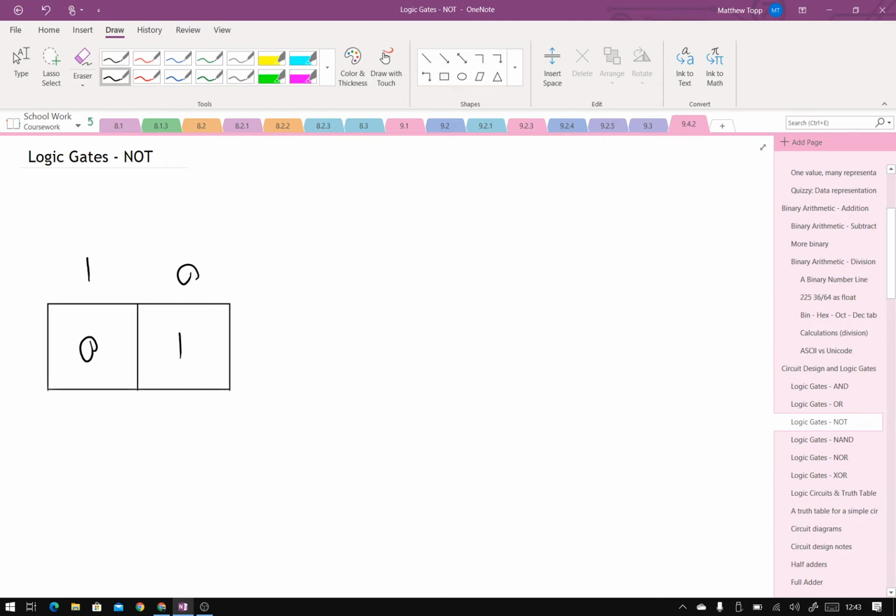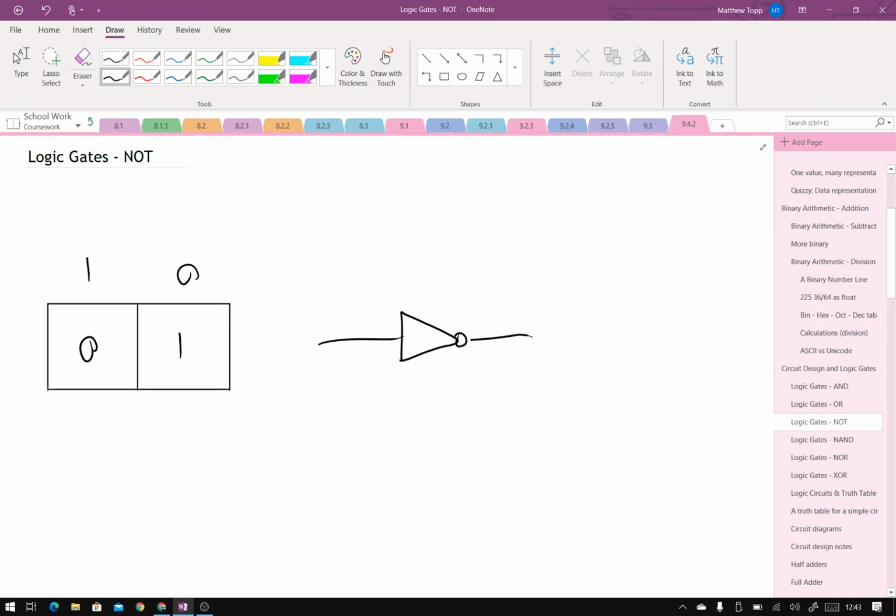So when you're drawing this one, you have your input, it's a triangle with a little circle, and your output. Okay? So this is literally an inverter. It turns a 0 into a 1. Simple as that.